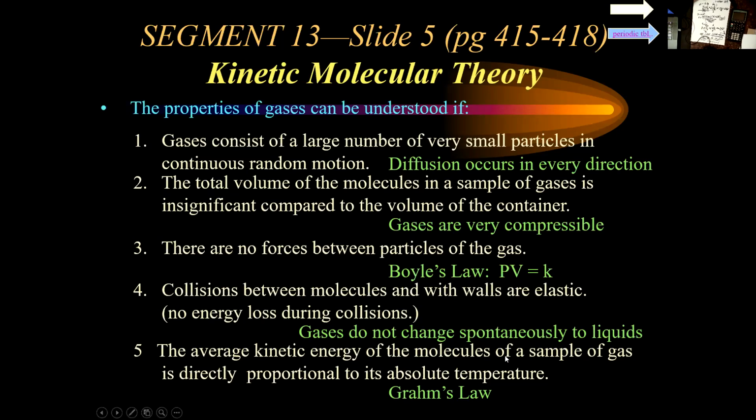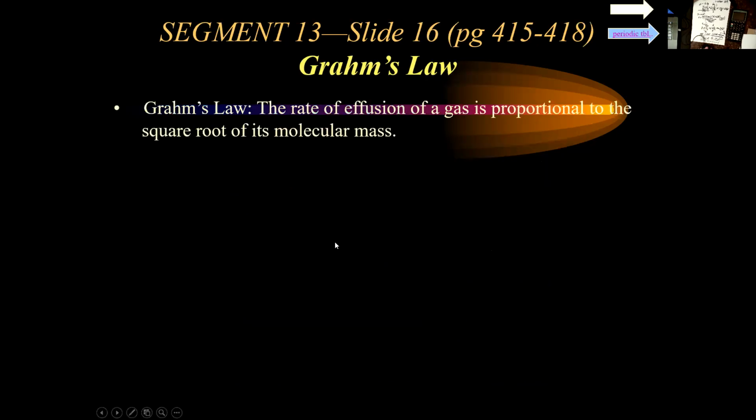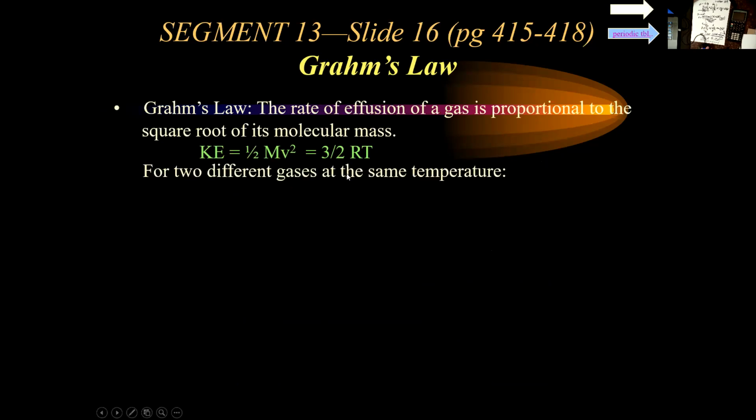All of the books will tell you about this for gases, but it's also true for liquids or solids as well. Okay. Now, I told you the average kinetic energy, 1/2 mv squared, is equal to 3/2 RT for every substance in any phase. Now, if the temperature is constant, if I had two different gases at the same temperature, I could say 1/2 m1v1 squared is equal to 3/2 RT, and 1/2 m2v2 squared would be 3/2 RT, so they're equal to each other.